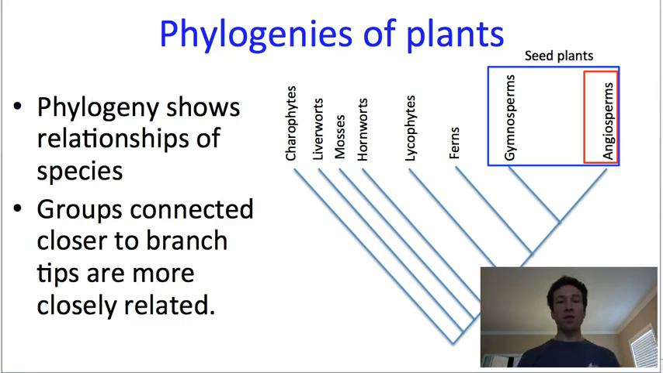This slide shows those same major groups of plants, but on the phylogeny, so we can be reminded of their relationships. Remember that all of the terrestrial plants evolved from a charophyte ancestor. So the charophytes are shown here. Then we had the liverworts, mosses, and hornworts all branch off. Those were the groups that had a dominant gametophyte generation. Then we have the groups with a dominant sporophyte generation, the lycophytes as well as the ferns.